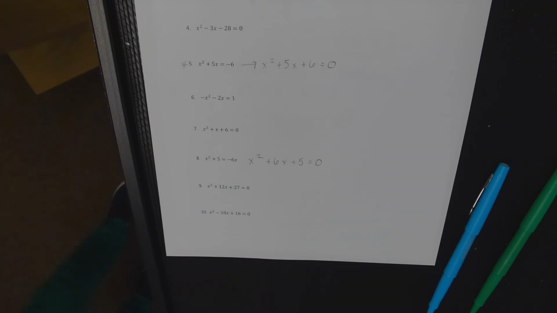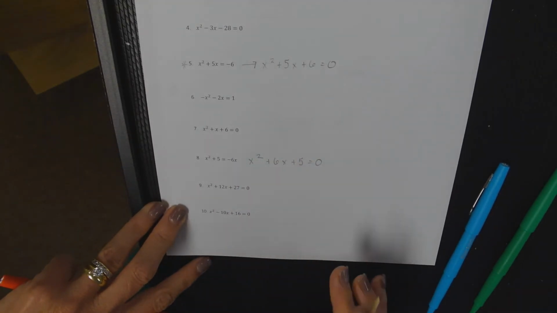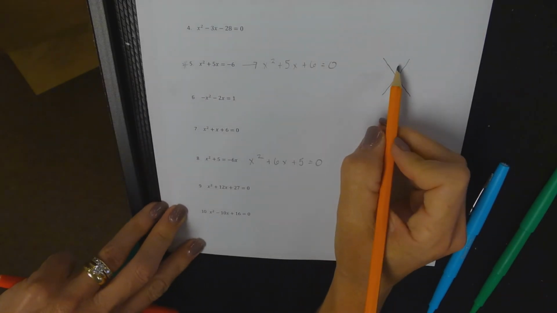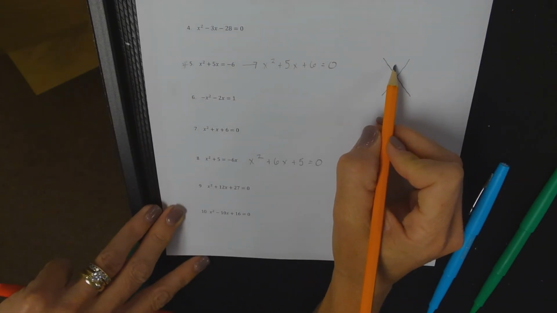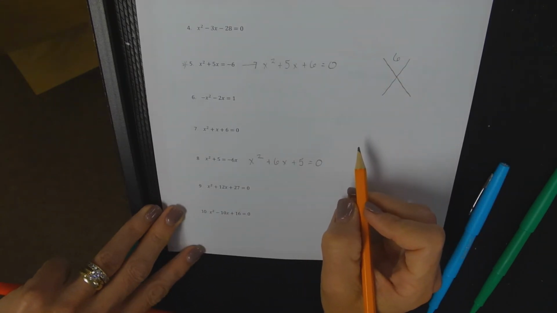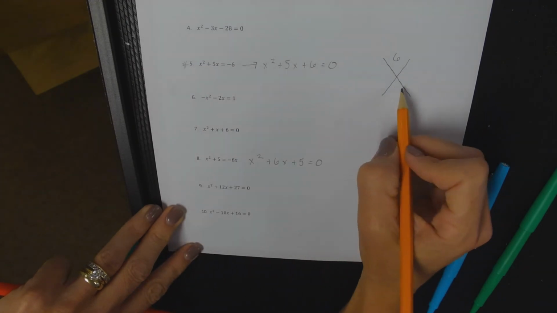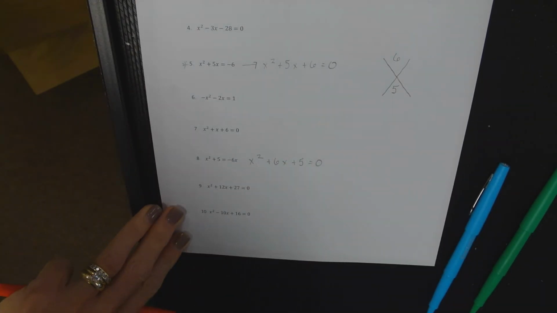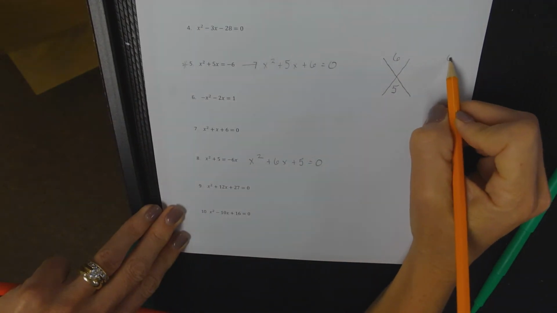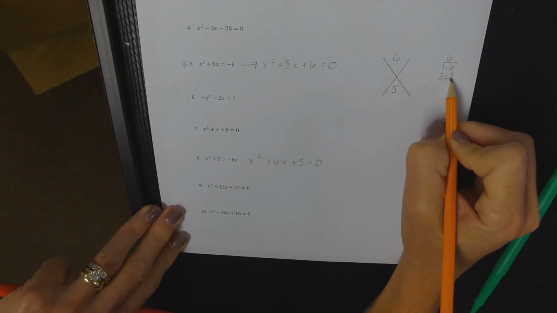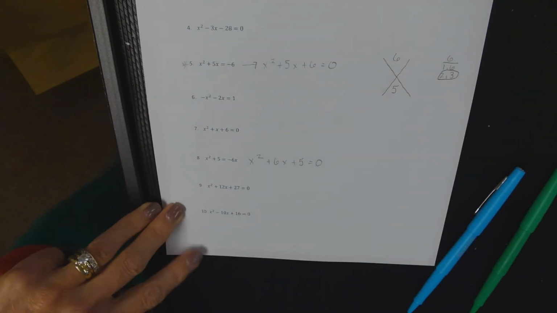All right, you wanna do number 5? Yes, please. Okay, I'm gonna do it on the paper. Draw your X. What goes at the top? 6. You need factors of 6 that add up to be 5. You know this. 2, 3. Right. Let's just do factors of 6. 1 and 6, 2 and 3. Oh, look at there. Don't these two add up to 5? Yes. Good job.